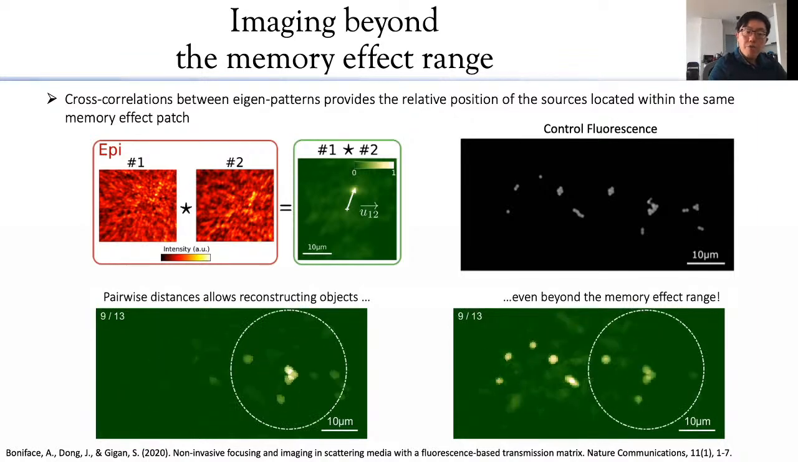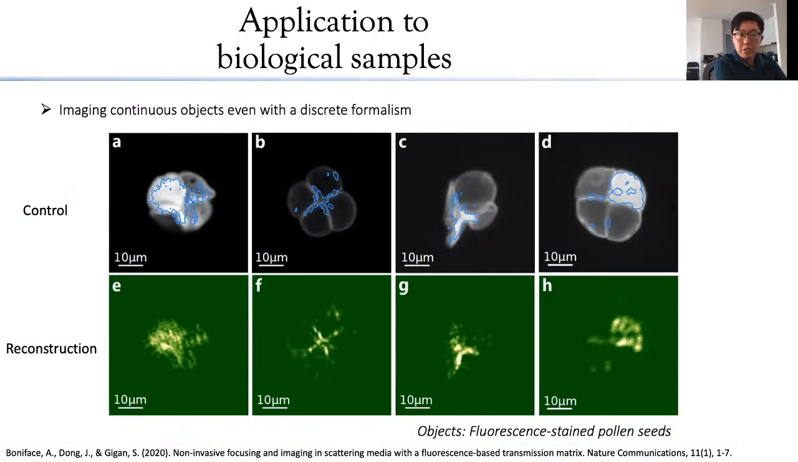Finally, our formalism based on low-rank approximation and focusing on targets can still be applied to continuous biological samples. For example, here are some images of pollen seeds hidden behind a scattering medium. We see that the pipeline is robust enough to account for these more complex objects.